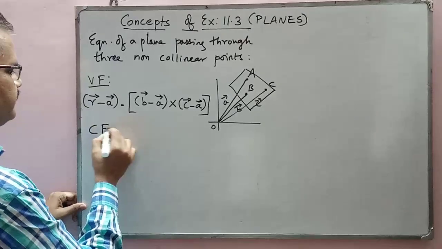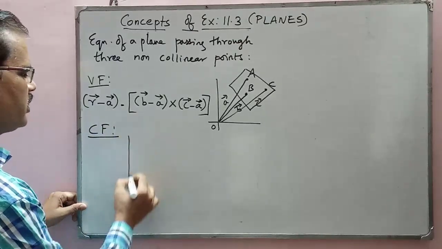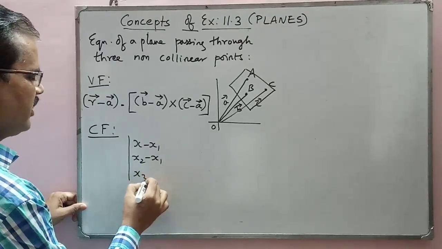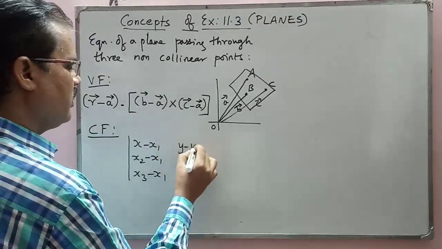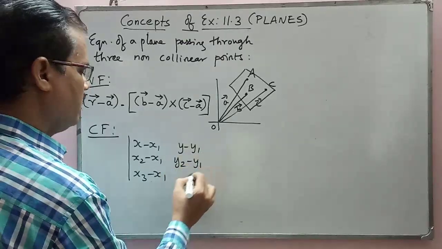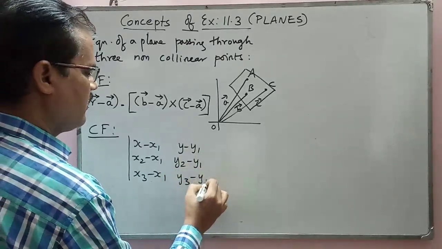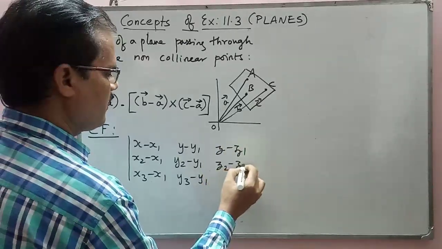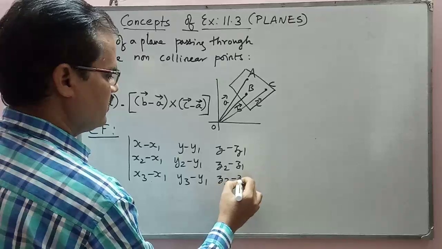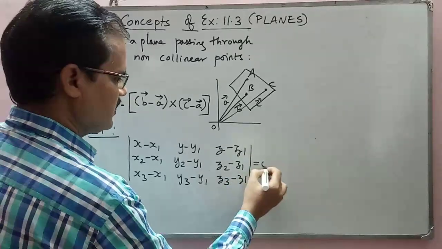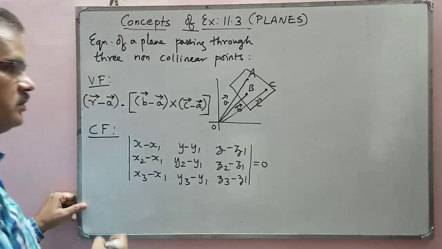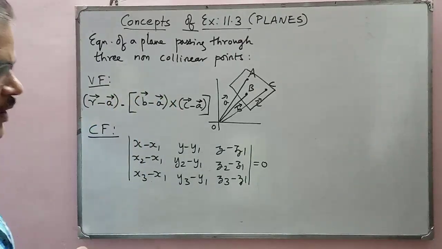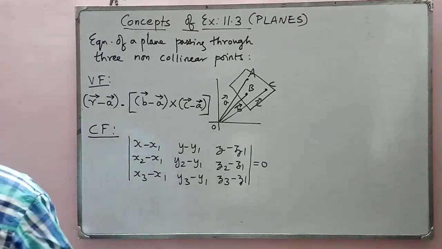Now the Cartesian form. Determinant of x minus x1, x2 minus x1, x3 minus x1; y minus y1, y2 minus y1, y3 minus y1; z minus z1, z2 minus z1, z3 minus z1, equals 0. So this is the equation of a plane passing through three non-collinear points, in vector form and Cartesian form.